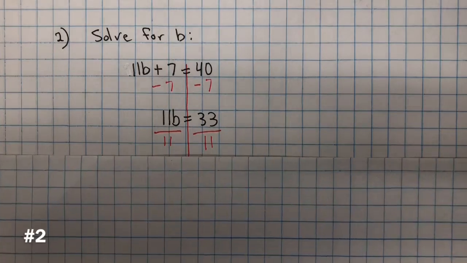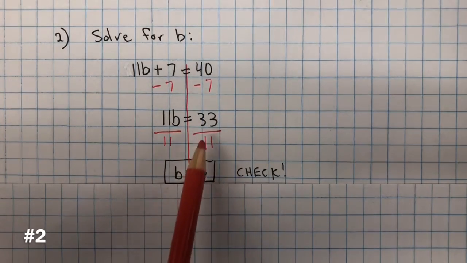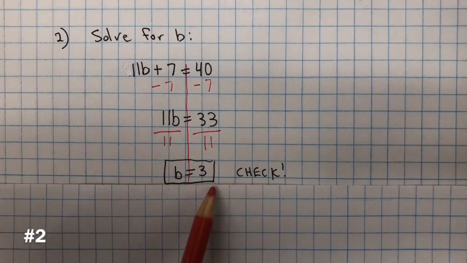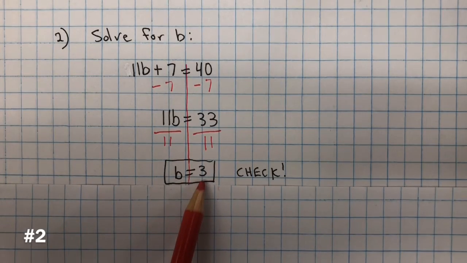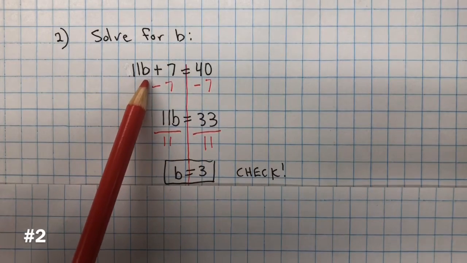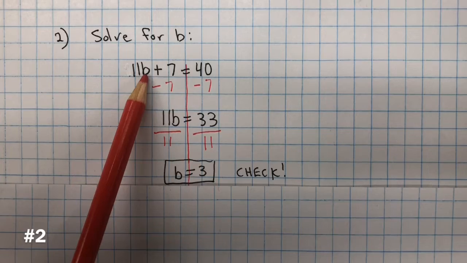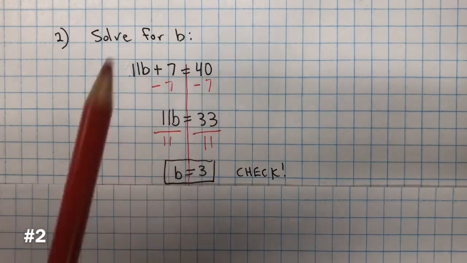1 multiplied by b is b. And 33 divided by 11 is 3. Always check your solution. So if b equals 3, plug it back into the original equation and see if it's true. 11 multiplied by 3 is 33, plus 11 is 40.